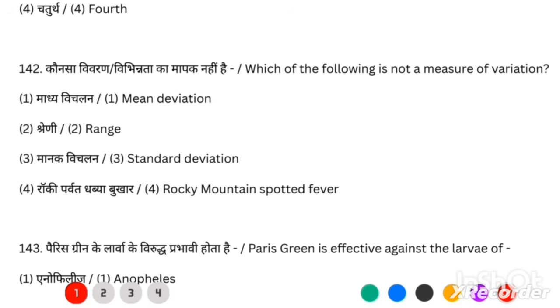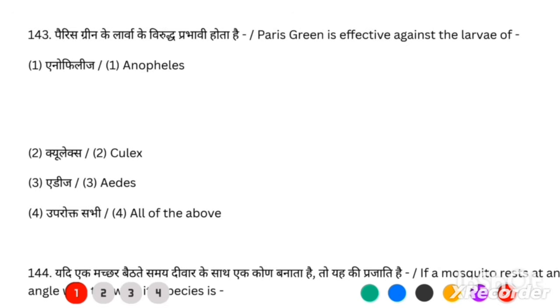Next question is, which of the following is not a measure of variation? So the correct answer is Rocky Mountain Spotted Fever. It comes under the disease. Paris green is effective against the larva. The correct answer is Anopheles. Anopheles Paris green is a larvicide for malaria control.